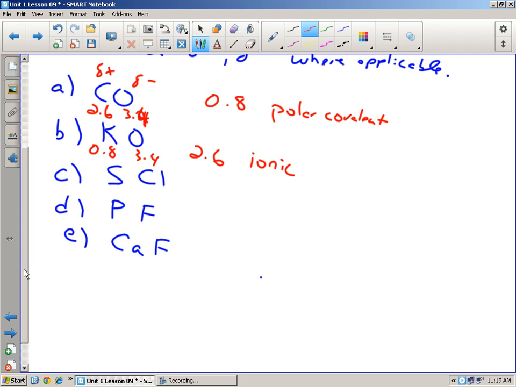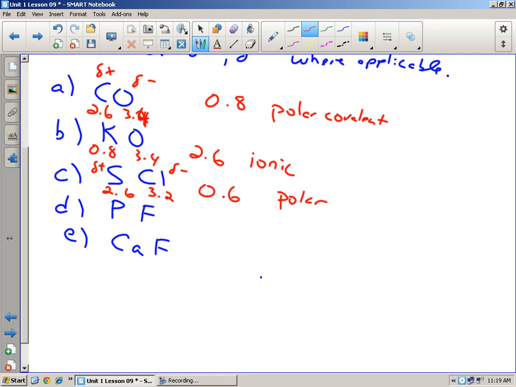Sulfur and chlorine: chlorine is 3.2, and sulfur is 2.6, okay? So the difference there is about 0.6. We do have two nonmetals there, so once again, 0.6. We're on the verge of very slightly polar covalent, but it doesn't really matter. There will be electrons that spend more time here, partial negative, than here, okay? So it will be slightly polar, but it's polar nonetheless. So we would call that one a polar bond, okay?